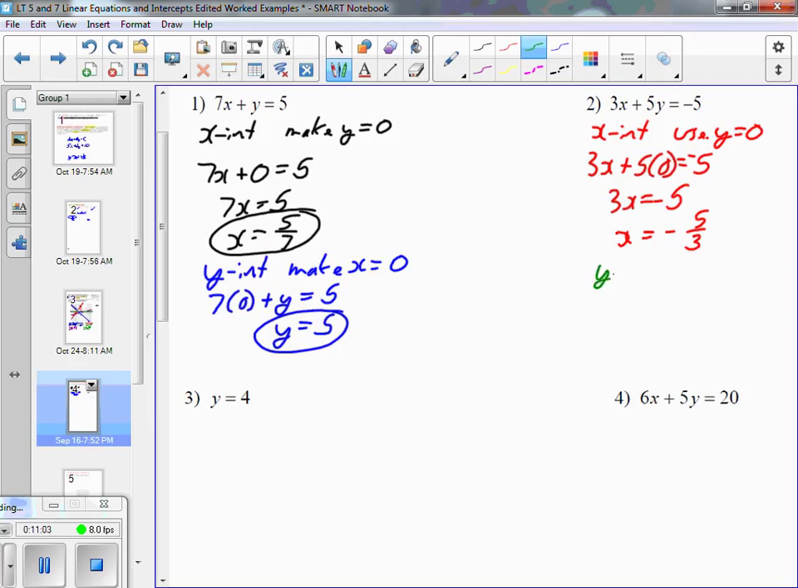To find the y-intercept, use x equals 0. So that'd be 3 times 0 plus 5y equals negative 5. 3 times 0 is 0. So that's 5y equals negative 5. Divide by 5, and y equals negative 1. That's the y-intercept.